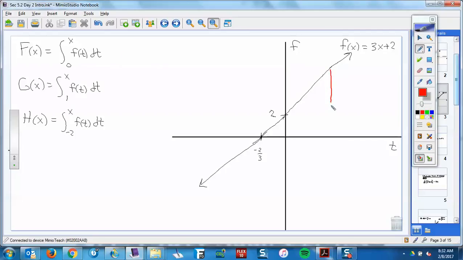So let's go over here, and let's put an x, right? And here's our area from 0 to x. What shape does it make?